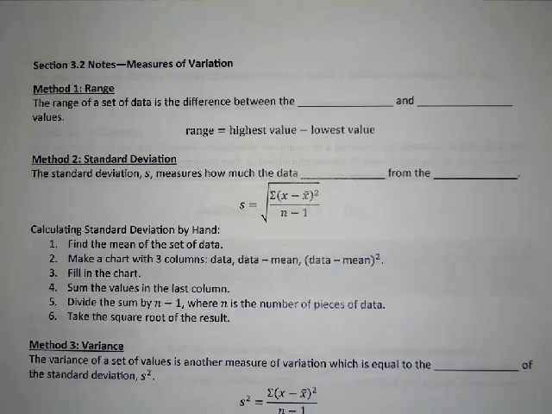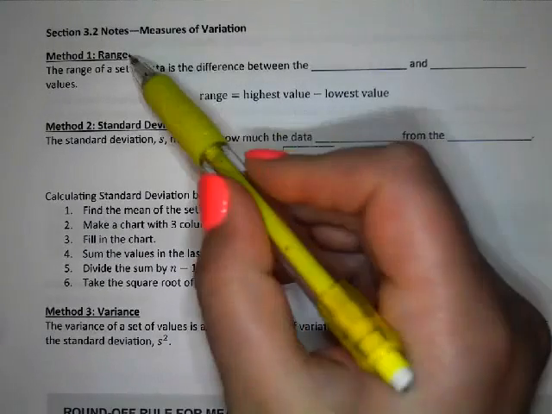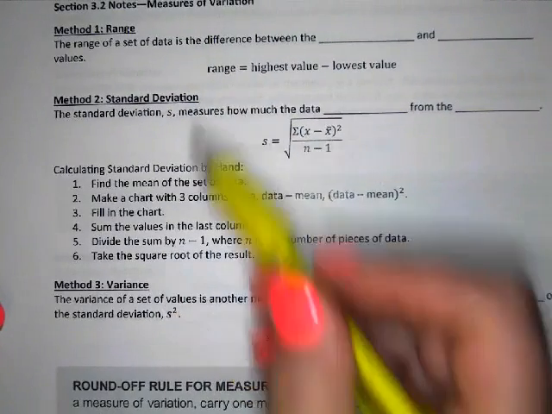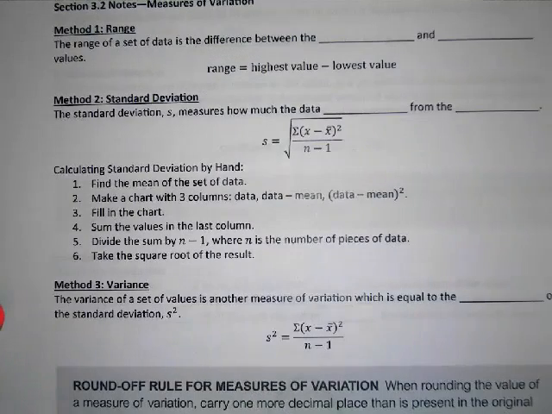There are three different methods we're going to look at: the range, standard deviation, and variance. And standard deviation is the most important one. It's the one that we're really going to focus on.